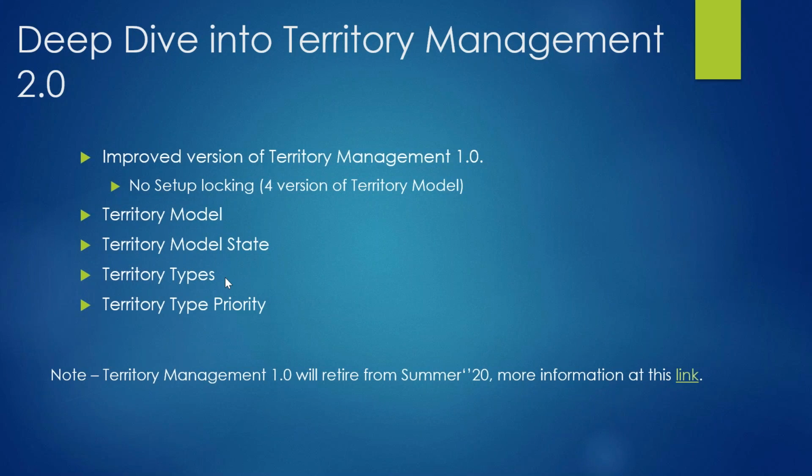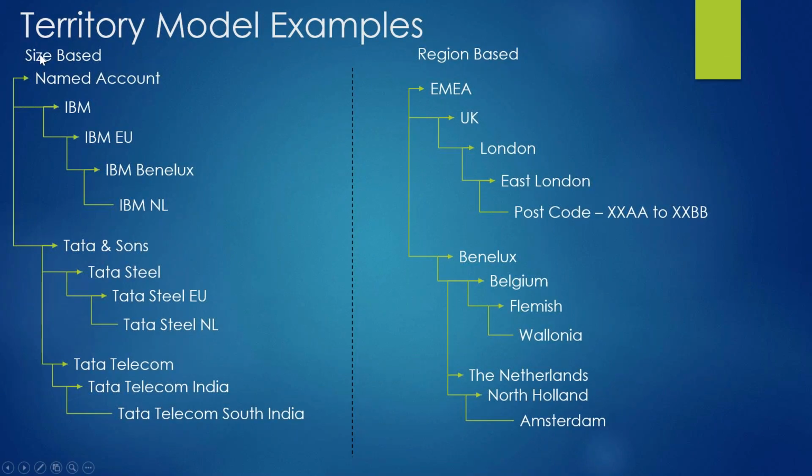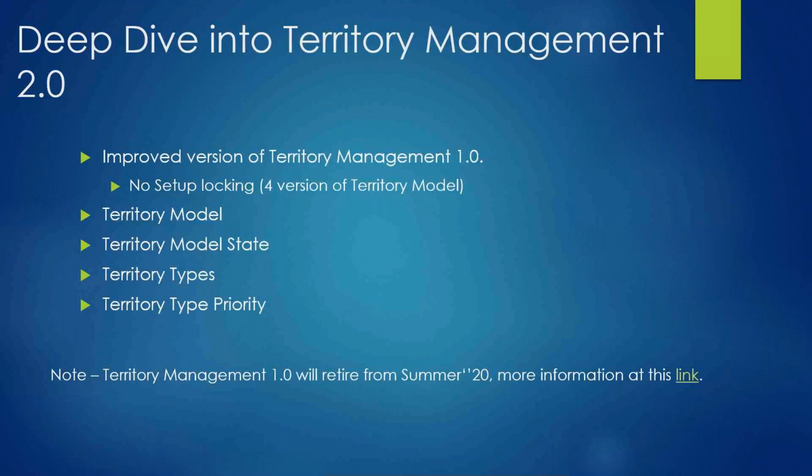We can define territory types. Now, what are territory types? Territory types are your named accounts or your territory accounts, for example size-based or region-based. This can be a territory type which can be defined. And you can also define the priority, which means which should be the important one. As per Salesforce, at a specific point in time we can reap a certain amount of revenue. That's why you give priority number one. So that is the revenue on which you're giving a priority.